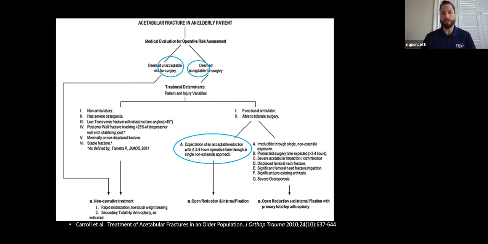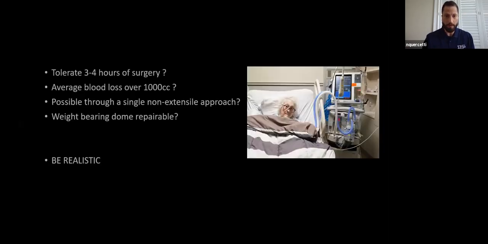Are you going to be able to reconstruct that acetabulum, allow them to put some weight on it? Or is the dome completely crushed, not salvageable? They should get a total hip. So these are all the things you really have to think of. And blood loss. Average blood loss is reported to be 1,100, 1,300, 1,400, depending on what study you read. But these are the big questions that I ask myself.